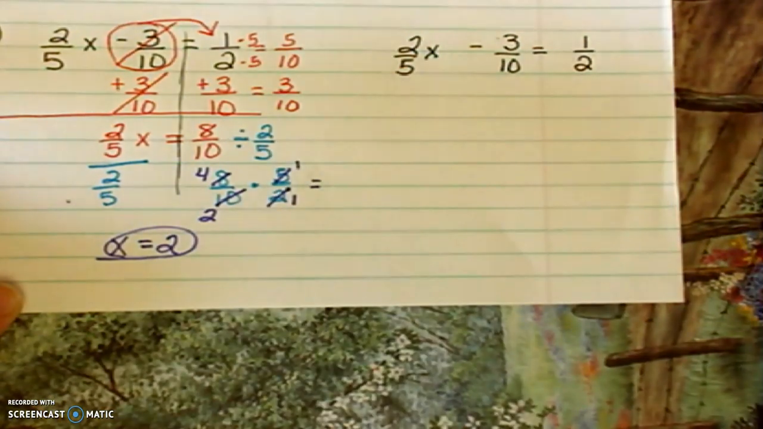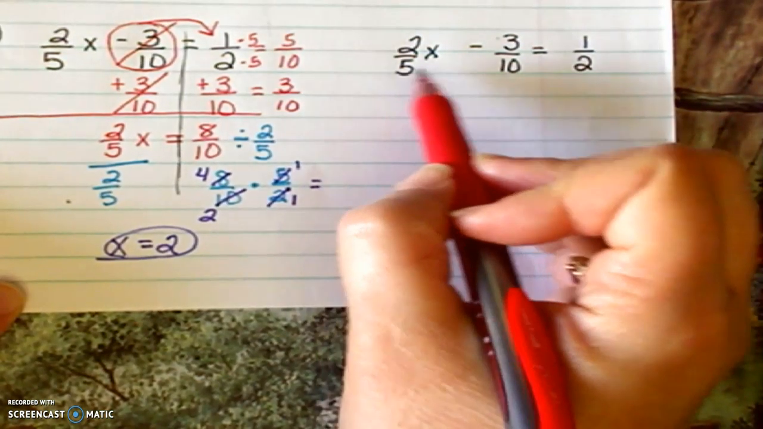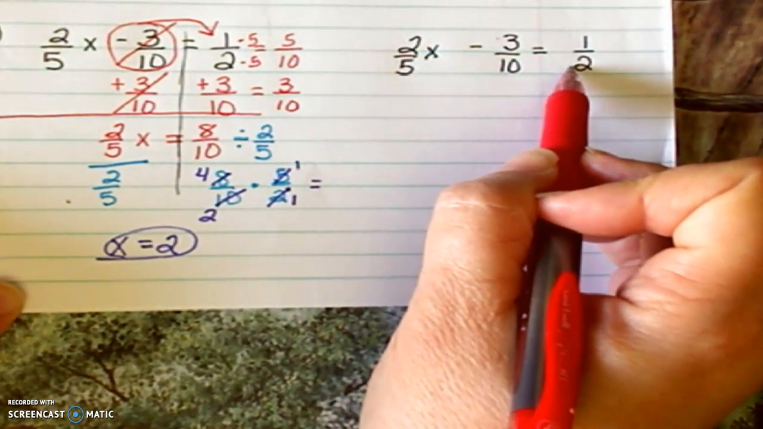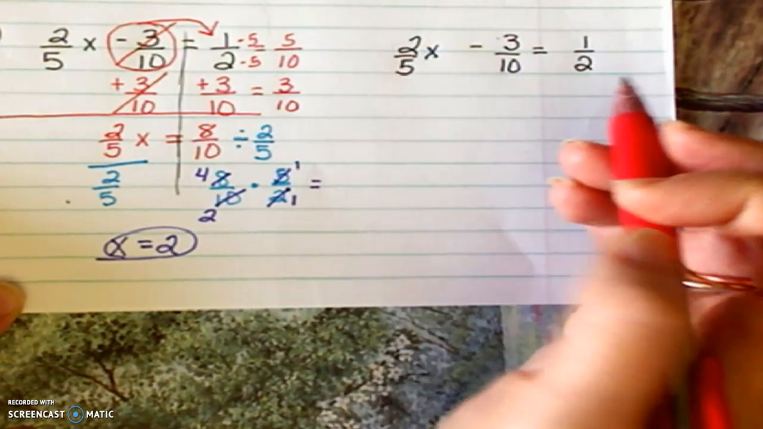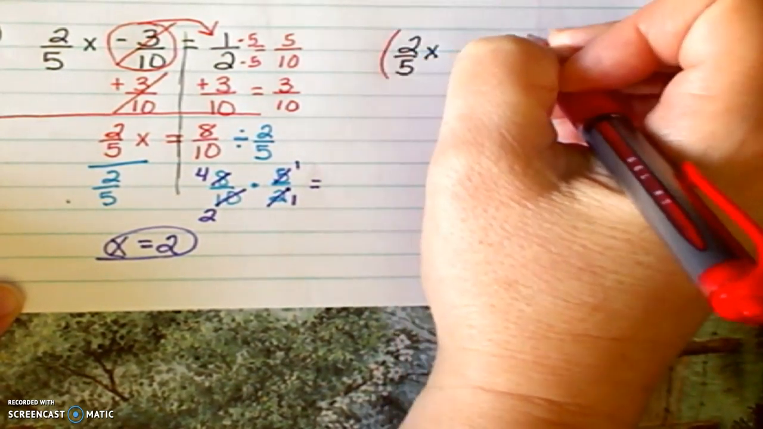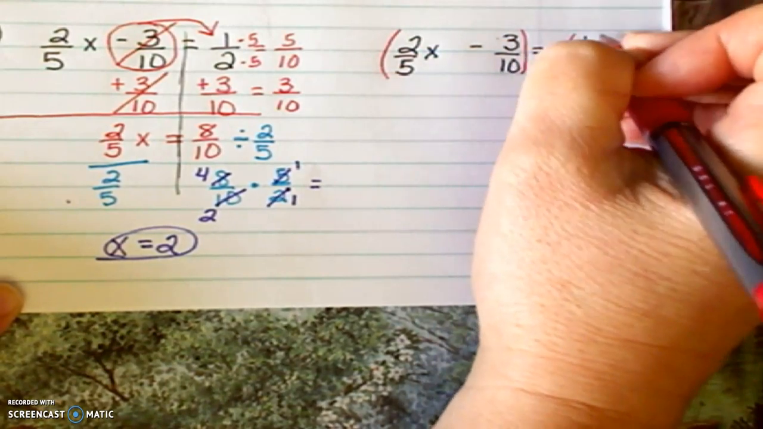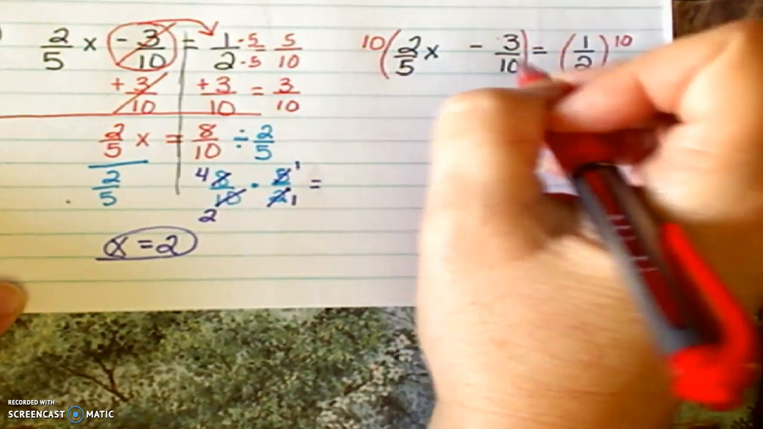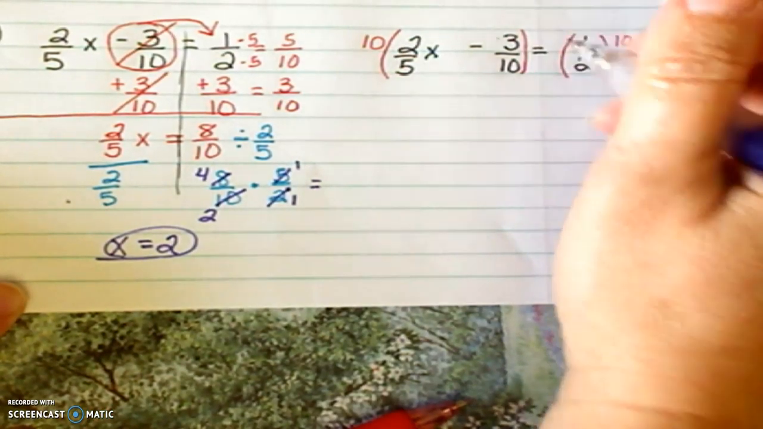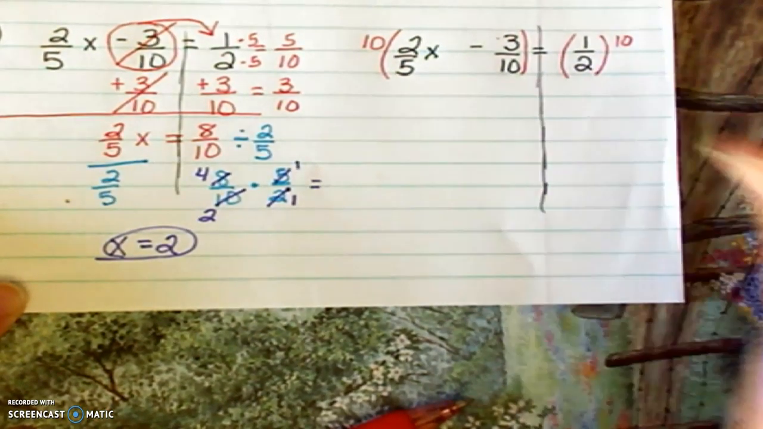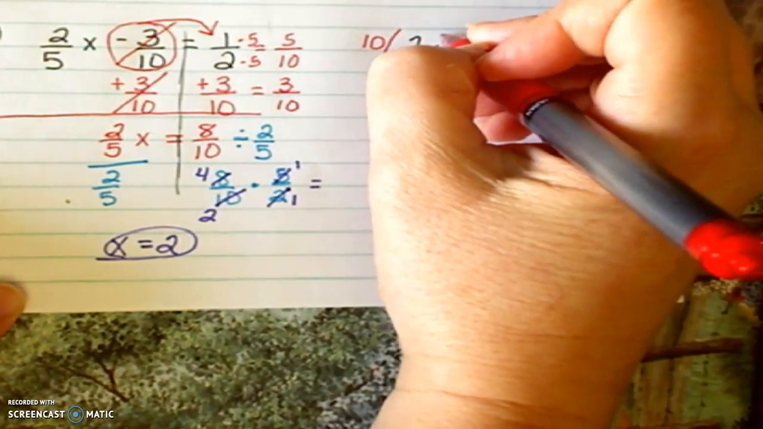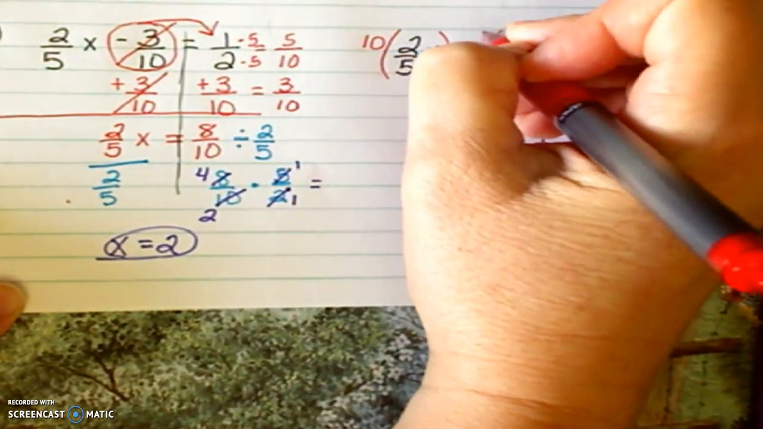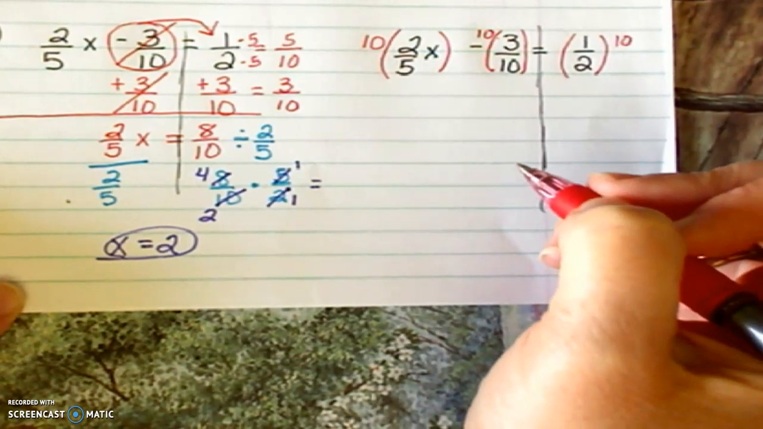Now the common denominator between 5, 10, and 2, the least common multiple, is 10. So we're going to multiply both sides of the equation times 10. And when you multiply the left-hand side of the equation by 10, you have to use the distributive property, which means I'm going to take each fraction times 10.